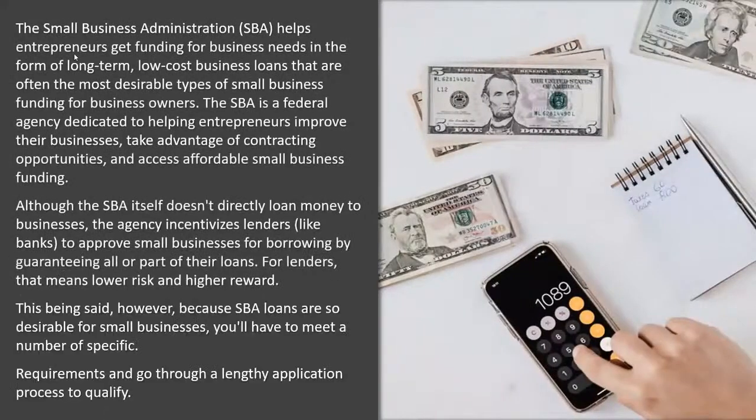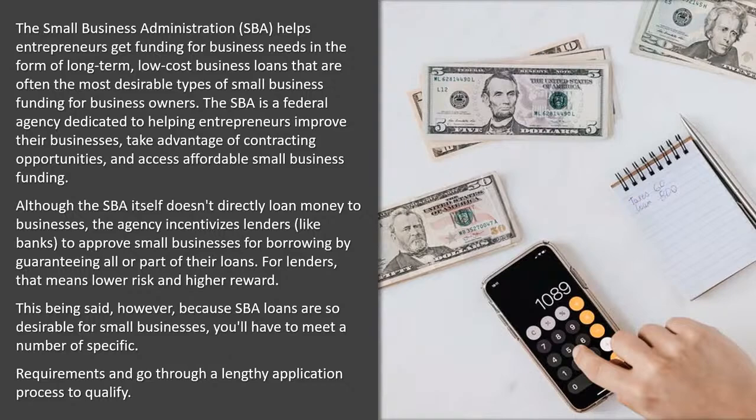The Small Business Administration helps entrepreneurs get funding for business needs in the form of long-term, low-cost business loans that are often the most desirable types of small business funding for business owners. The SBA is a federal agency, and in essence, I'm not sure if you guys are familiar with VA loans. They don't necessarily give the loan out, but they have qualified SBA lenders that lend the money out.